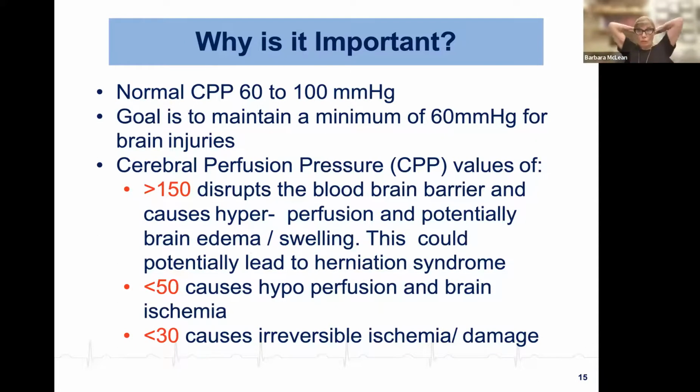So you might be thinking, well, a higher CPP must be better. Well, no, that's not true. Remember, we'd like to maintain CPP between 60 and 100. And if that CPP is greater than 150... And remember, a lot of these patients will have significant hypertension. Their MAPs will be really high. And then 20 minutes later, their ICP is high because they've had some ischemia that occurs. Greater than 150 disrupts that blood-brain barrier.